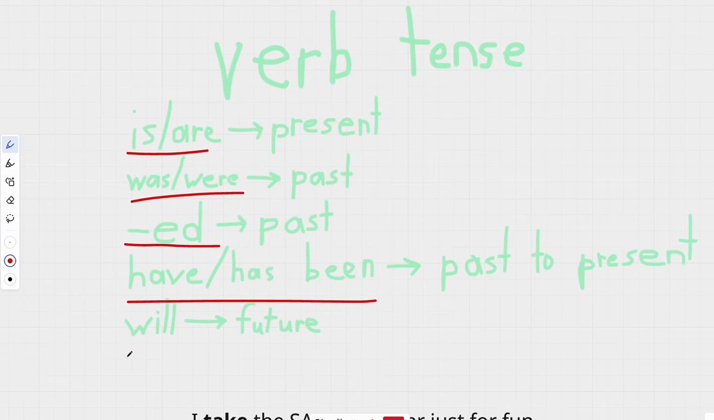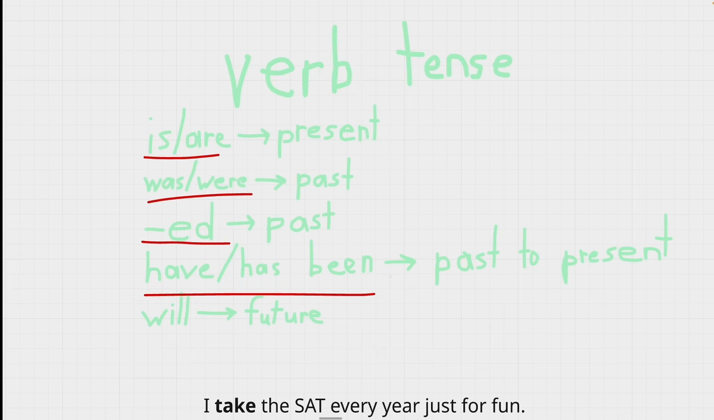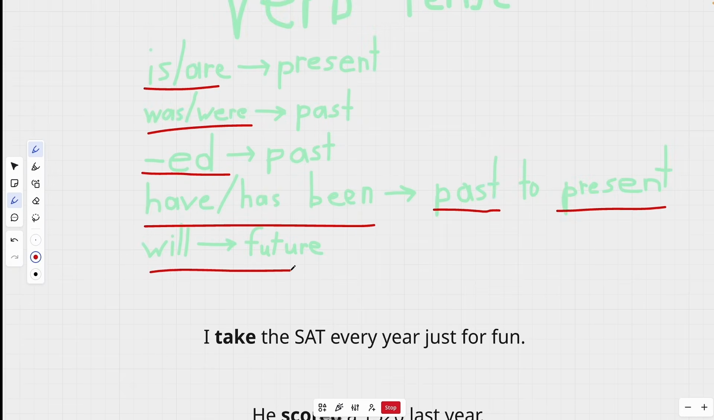Have and has been are a little bit weirder because it's like past to present. He has been running for a while. That implies that he started running in the past, but that he still is running in the present. Then you have will, which means they will do something in the future.